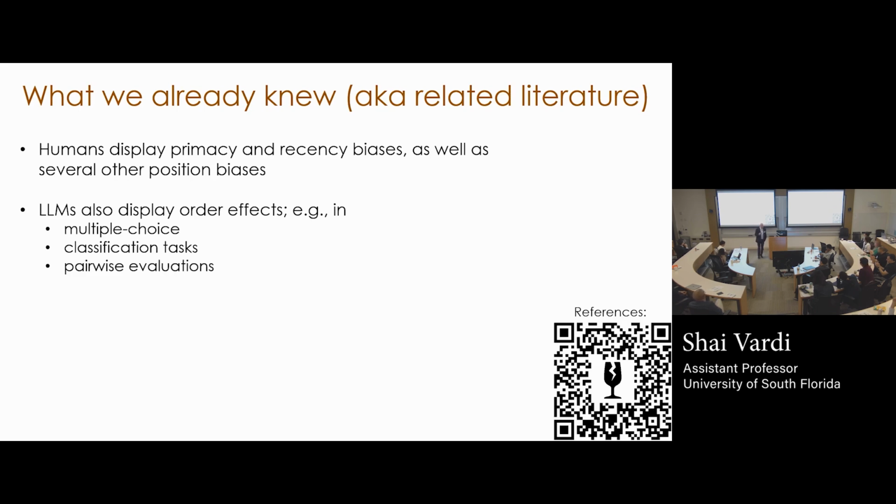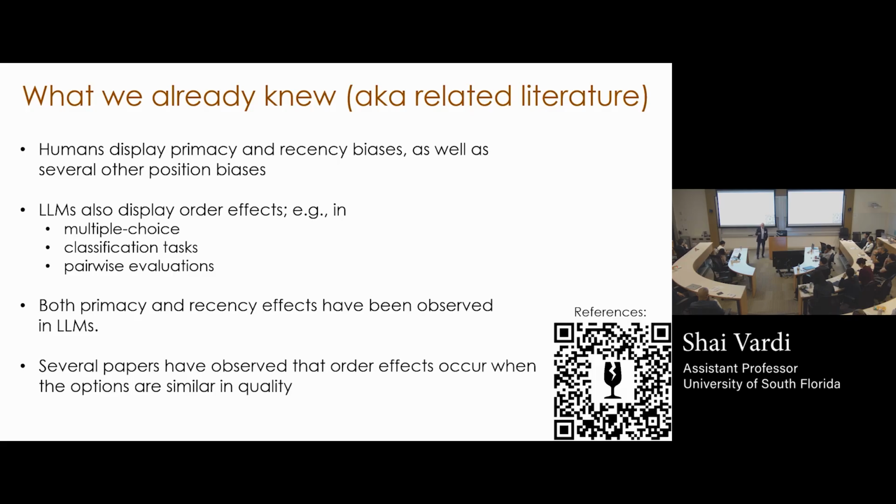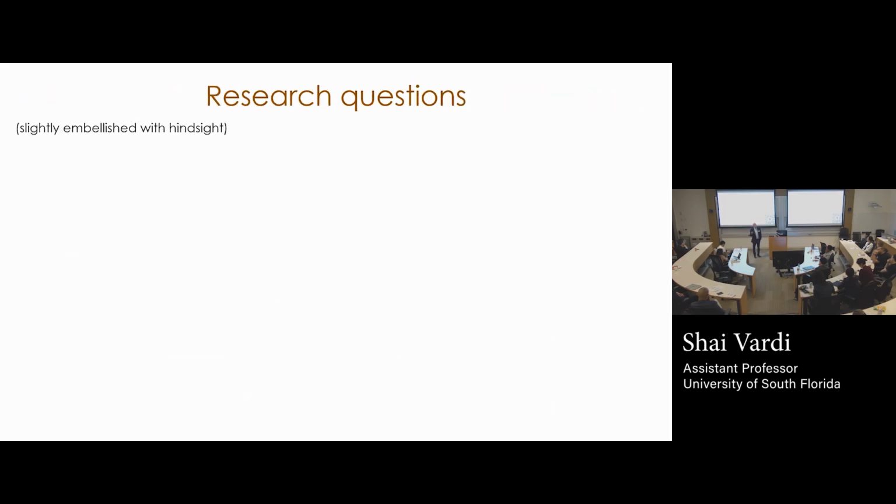In classification tasks and in pairwise evaluation, similar to what I've shown you, specifically primacy and recency have been observed in large language models. More often than not, people have observed primacy. Occasionally you see recency, but it's been predominantly primacy, and we actually help explain why that has been the case. And a lot of papers have observed that we seem to see these when the options are similar in quality, which is not surprising, but this is when we're more likely to see order effects. I'll show in a second why that is important.